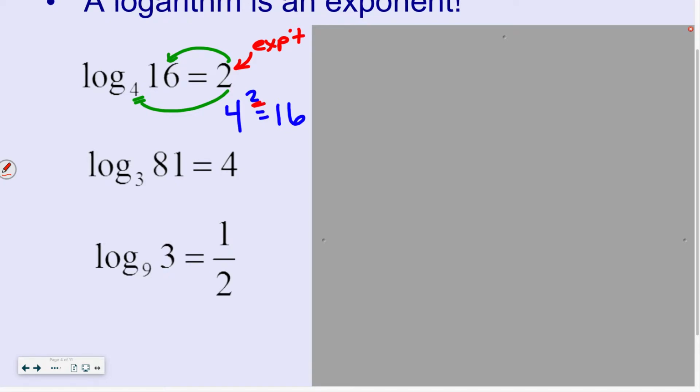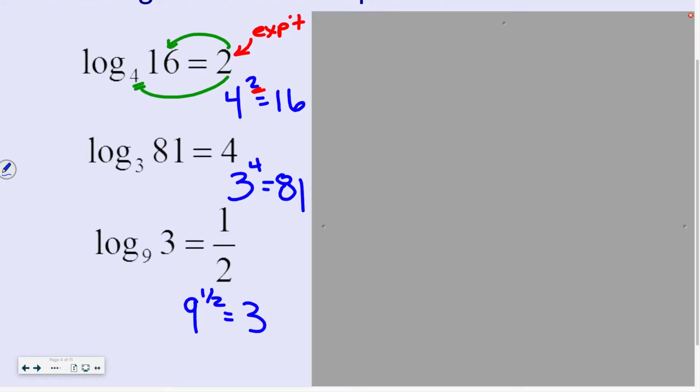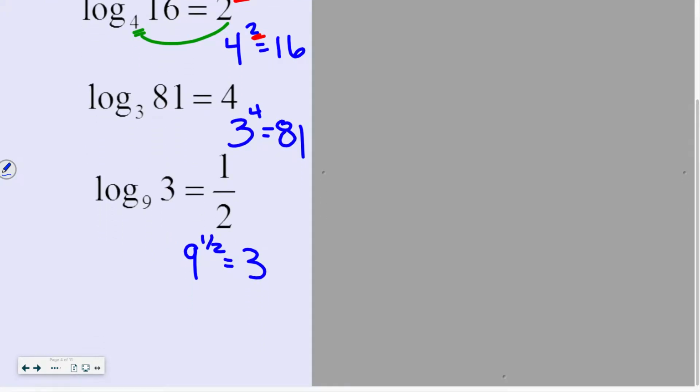So then we could easily rewrite the next two statements. The second one would read 3 to the 4th equals 81. Remember, the thing that the log equals is actually the exponent in the exponential expression. And 9 to the 1/2 equals 3. 1/2 is the exponent. This is a good review of exponents for us. What does it mean when you raise 9 to the 1/2? You're really just taking the square root of 9.